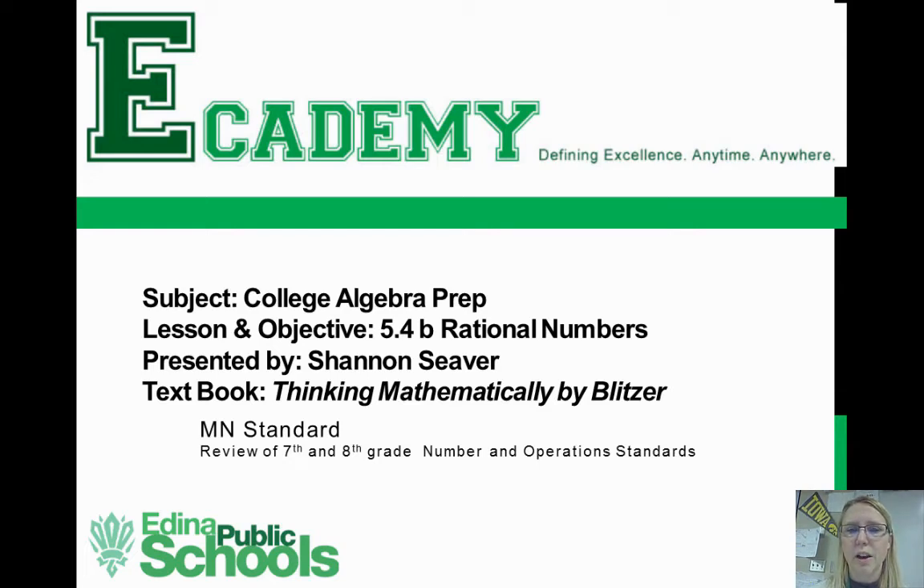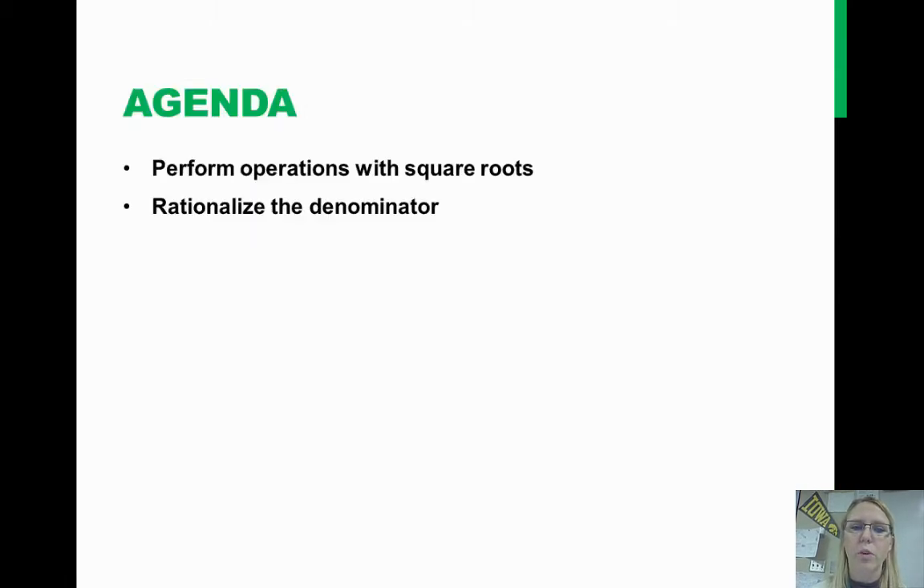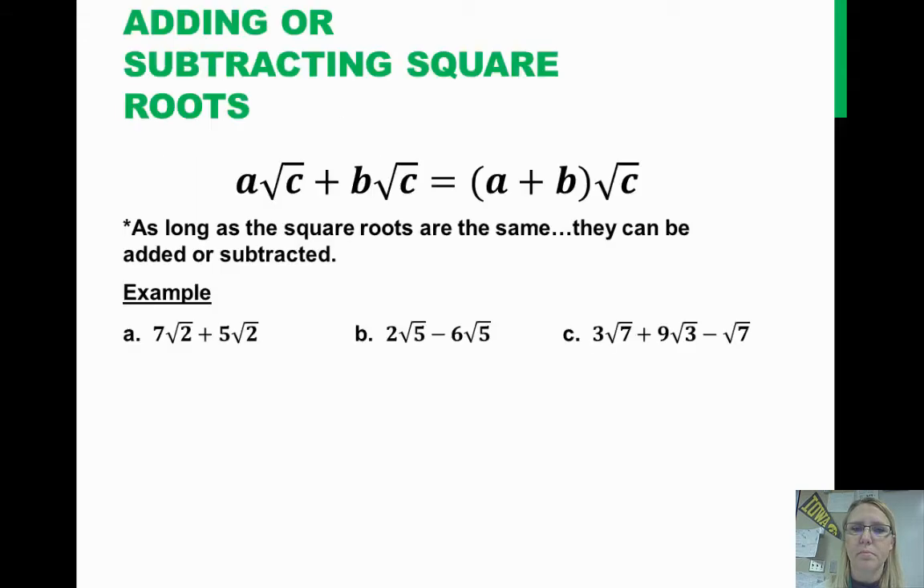Today we are looking at rational numbers part 2. Specifically, we are looking at how to perform operations with square roots, adding and subtracting mostly, and then we're also looking at rationalizing the denominator.